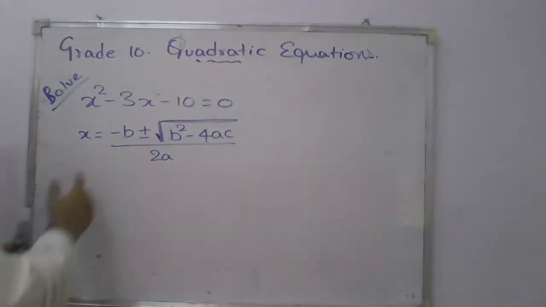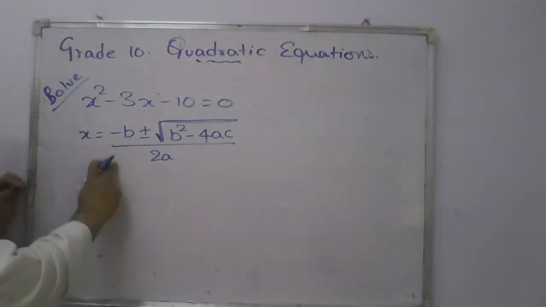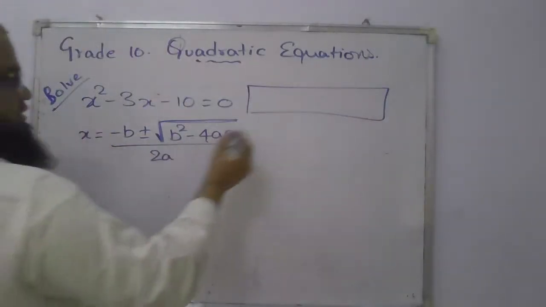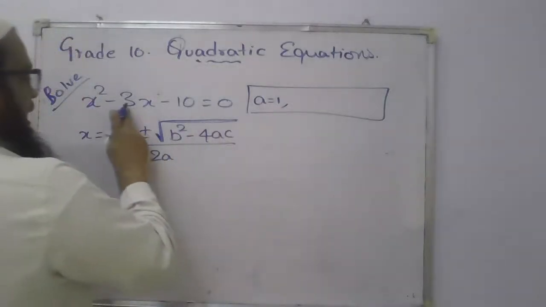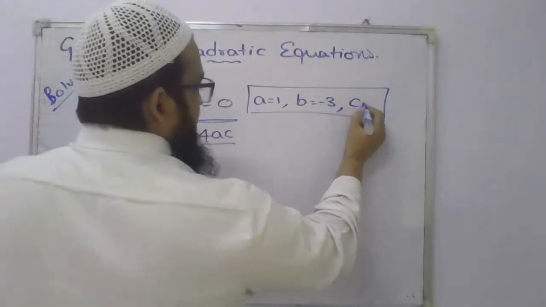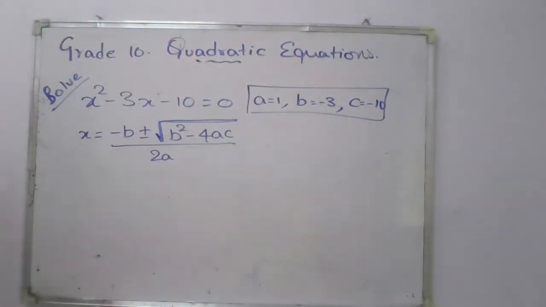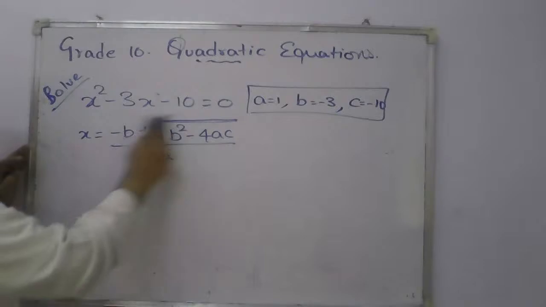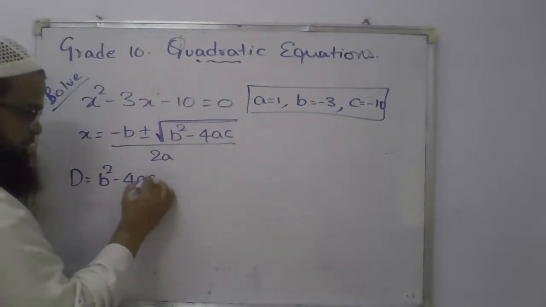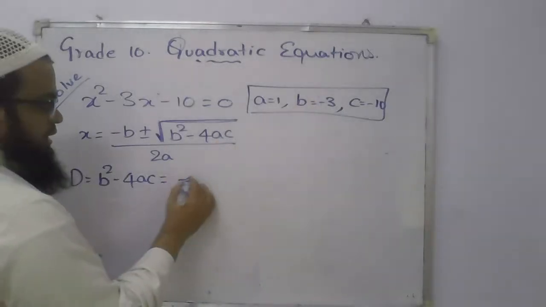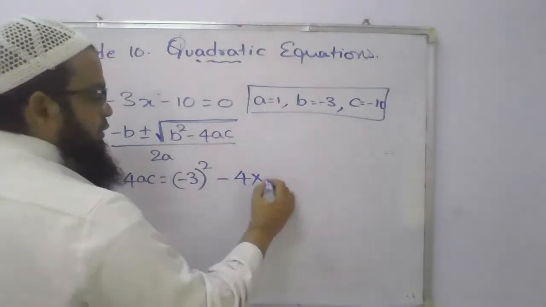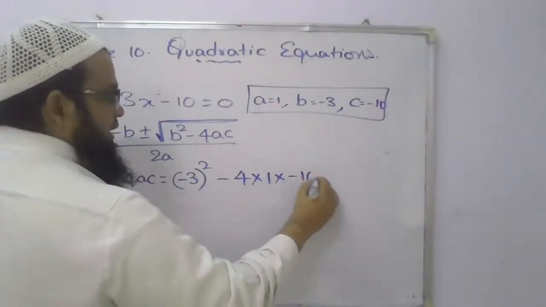Okay, now in order to find the roots using the formula, first write what are the coefficients. What is the coefficient of x square? 1. Therefore, a is equal to 1. And what is b? b equals minus 3. And what is c? c equals minus 10. Once you write this, instead of substituting in the formula, first find b square minus 4ac. So what is b square? Minus 3 whole square, minus 4 times a, which is 1, times c, which is minus 10.